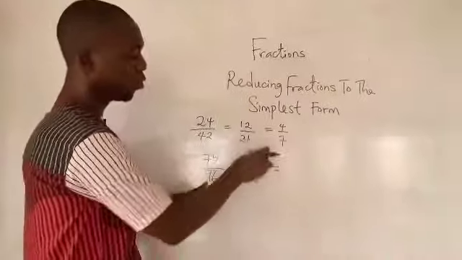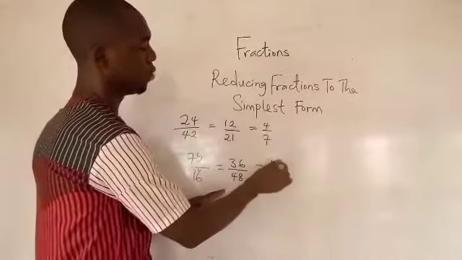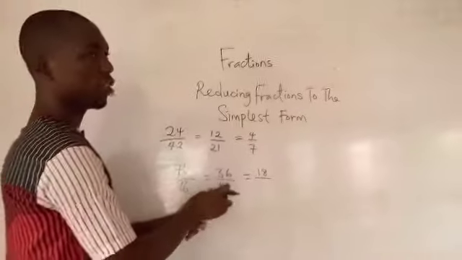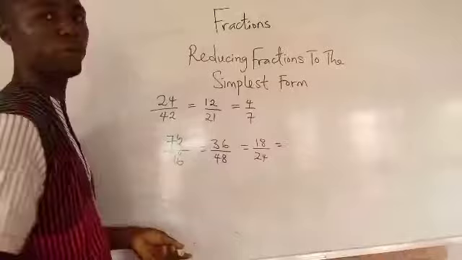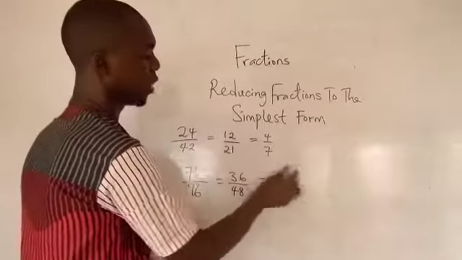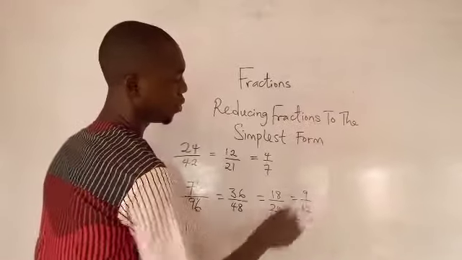They are still even numbers, so I can still use 2 again. 36 divided by 2 is 18. 48 divided by 2 is 24. We can see that we still have even numbers. 18 divided by 2 is 9. 24 divided by 2 is 12.